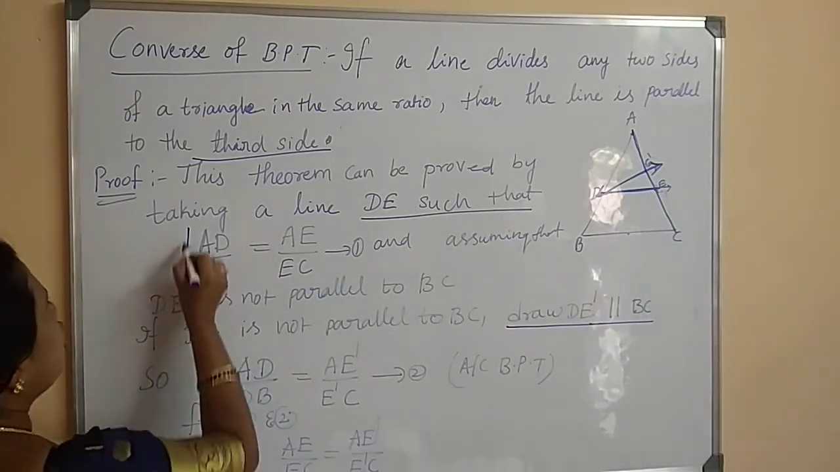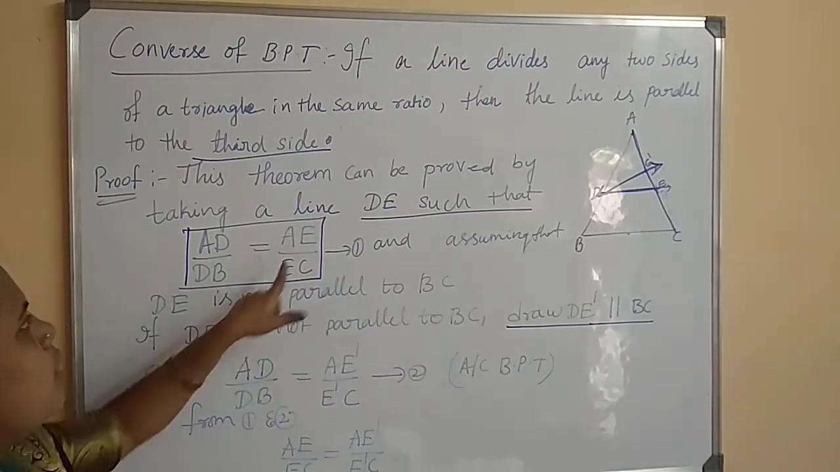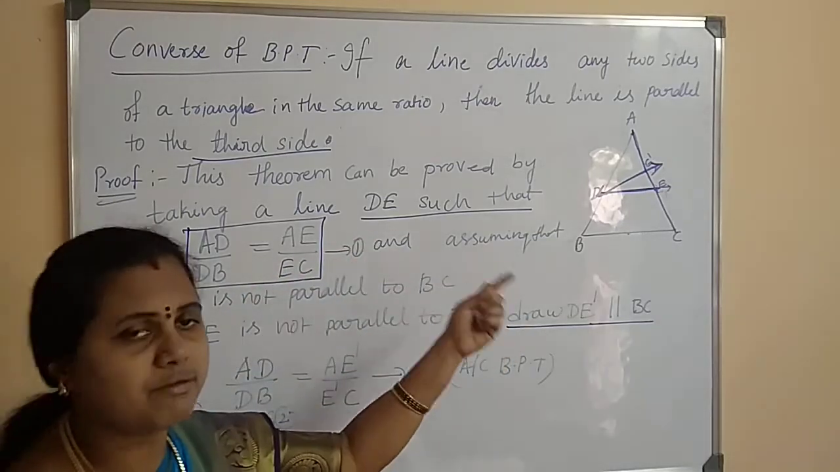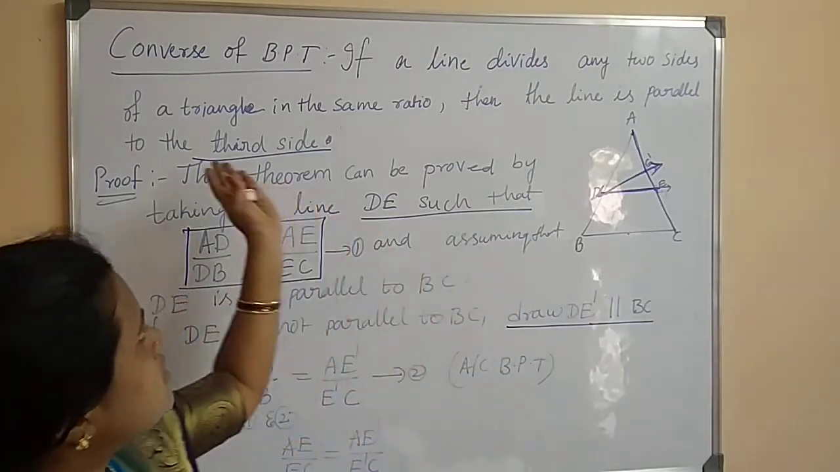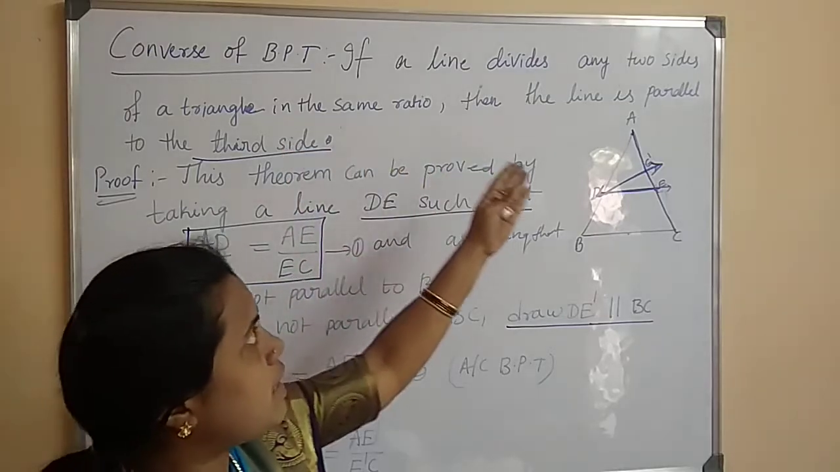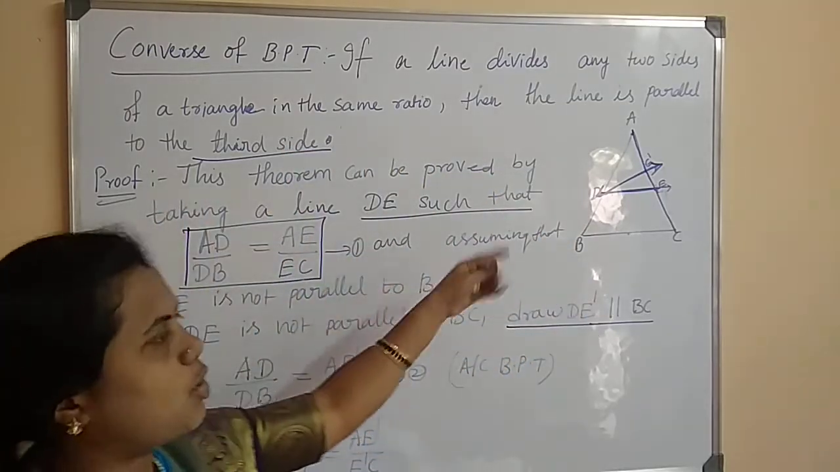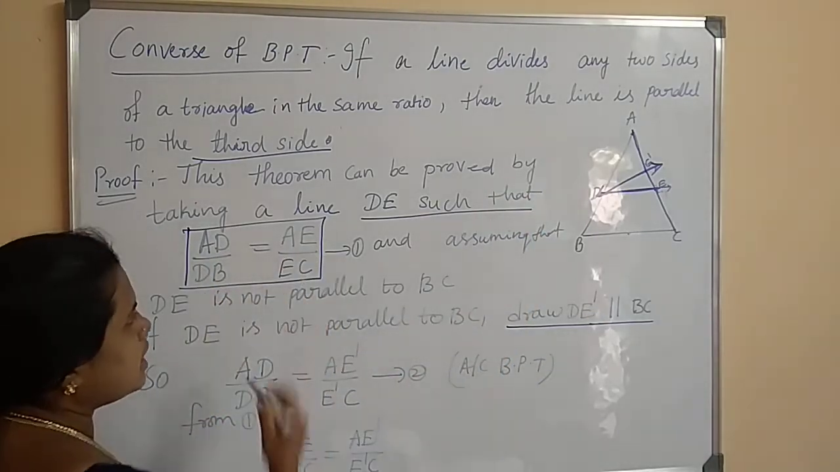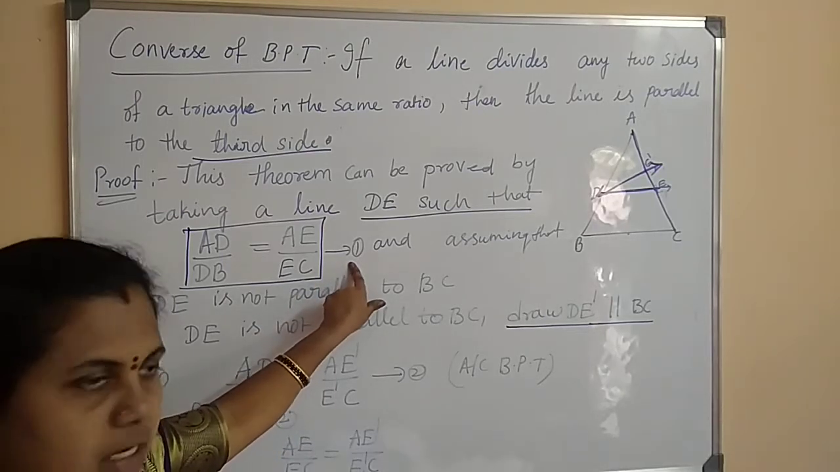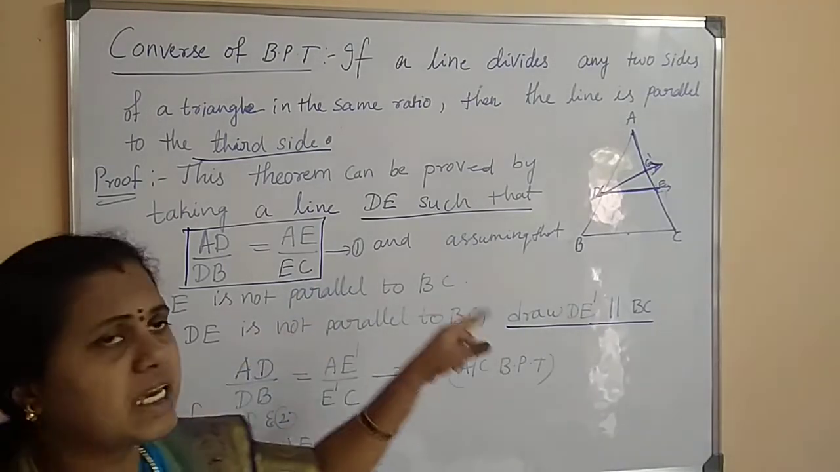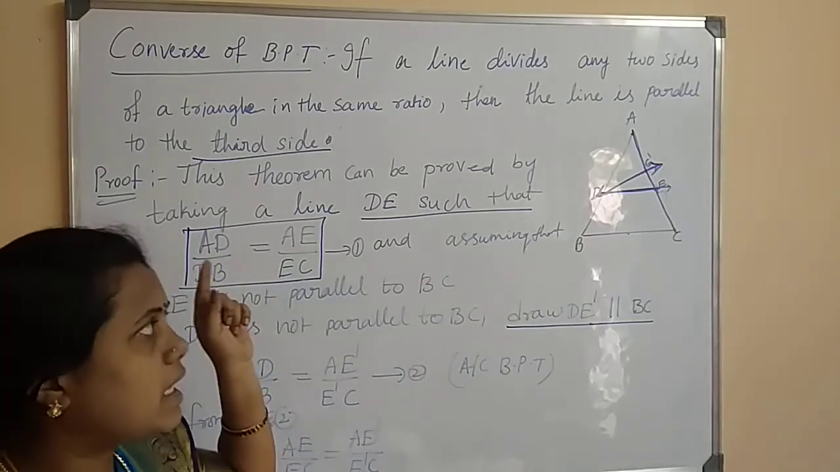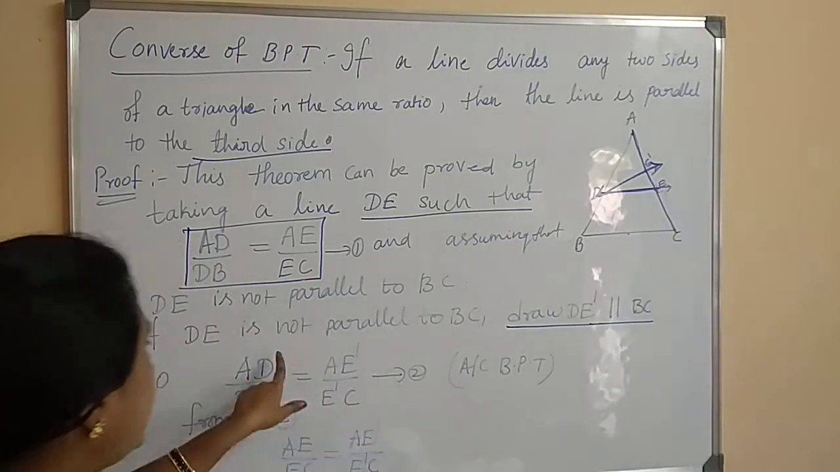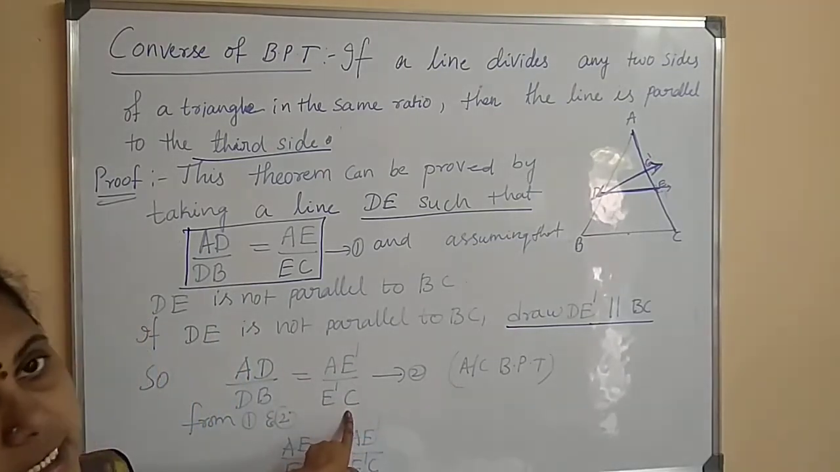But from the data, AD by DB is equal to AE by EC, because you have already drawn the line DE. According to the statement, if a line divides any two sides in the same ratio, it is already divided in the same ratio. That's why AD by DB is equal to AE by EC. This is equation 1. Here you consider DE is not parallel to BC, so DE dash is parallel to BC. Then according to BPT, AD by DB is equal to AE dash by E dash C.